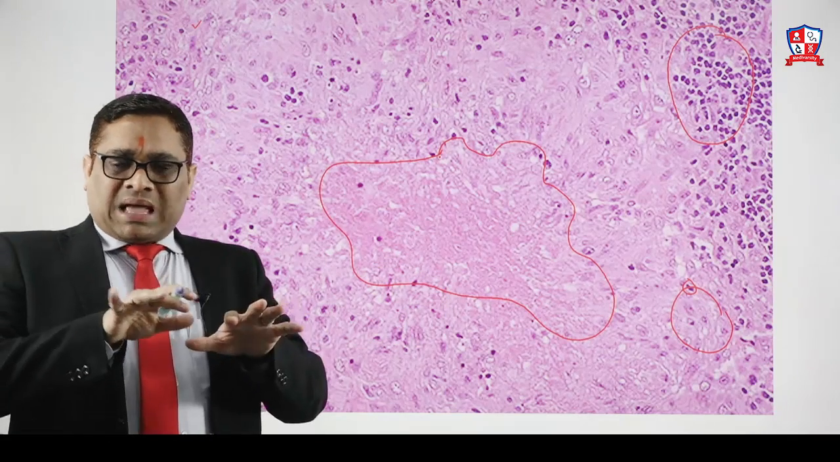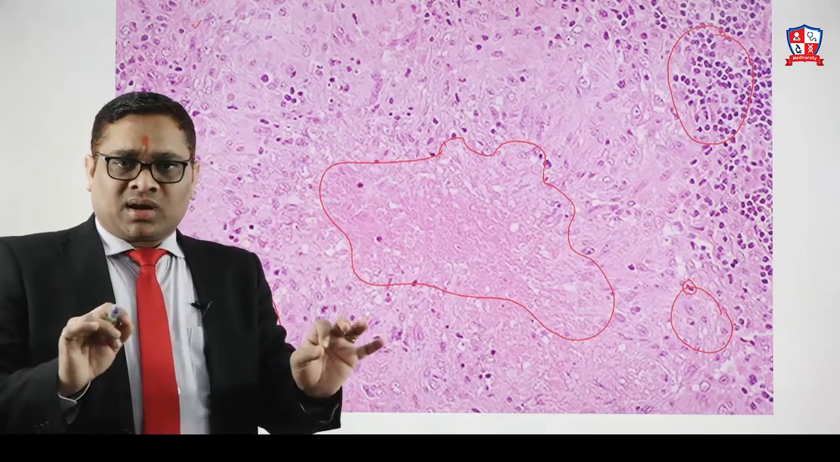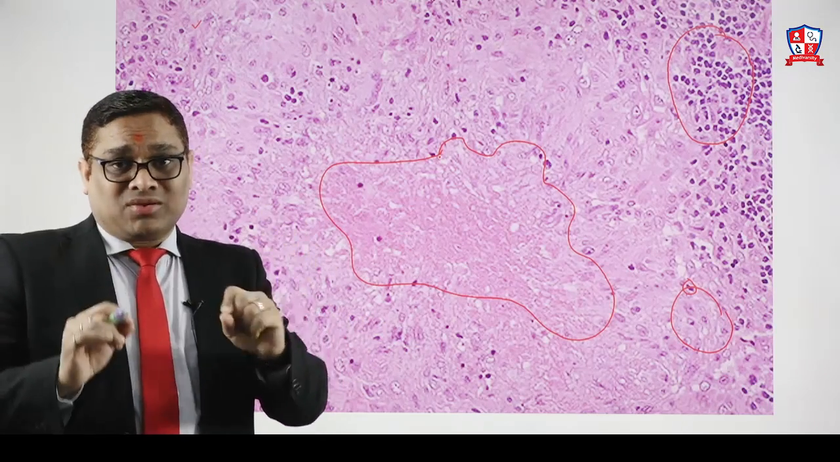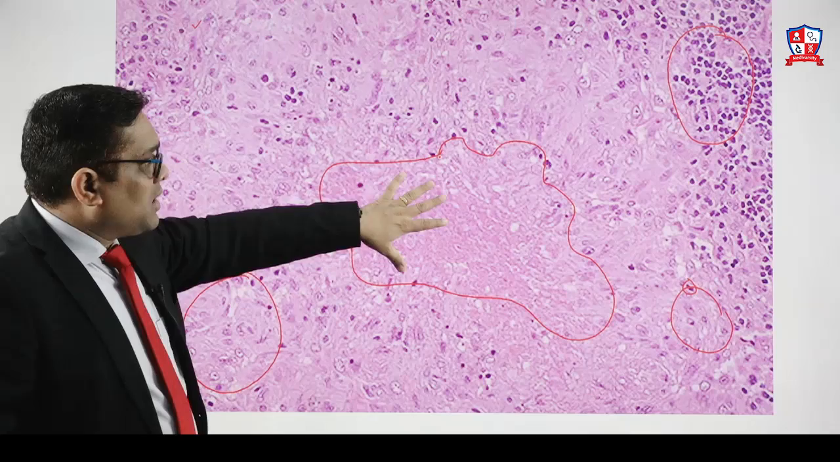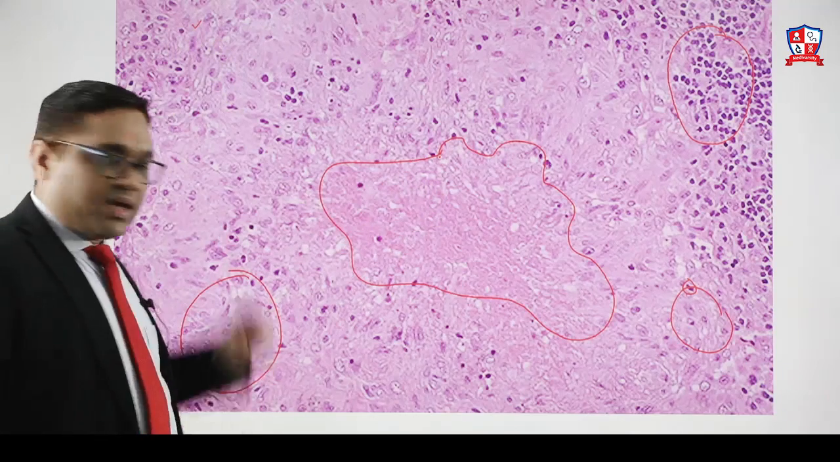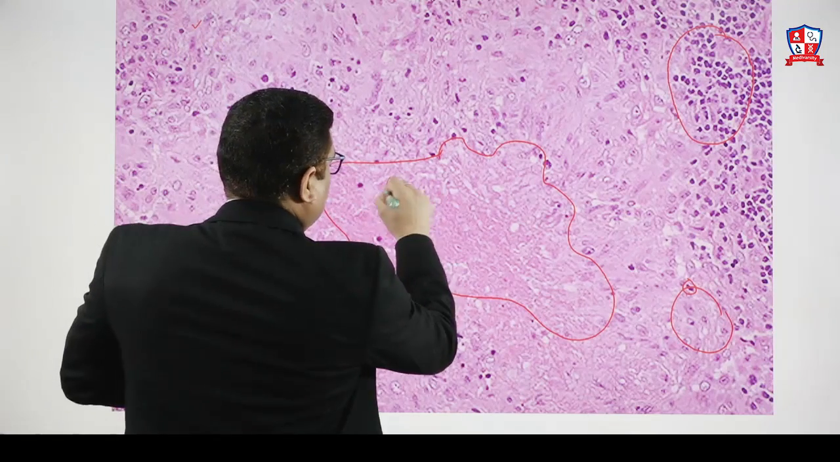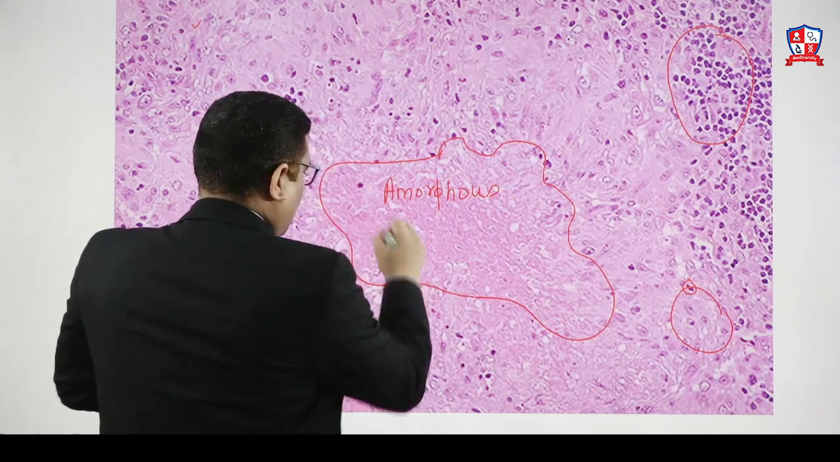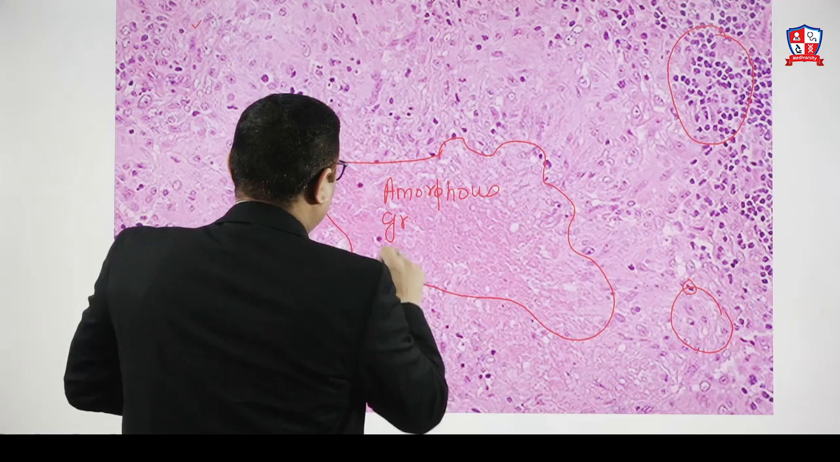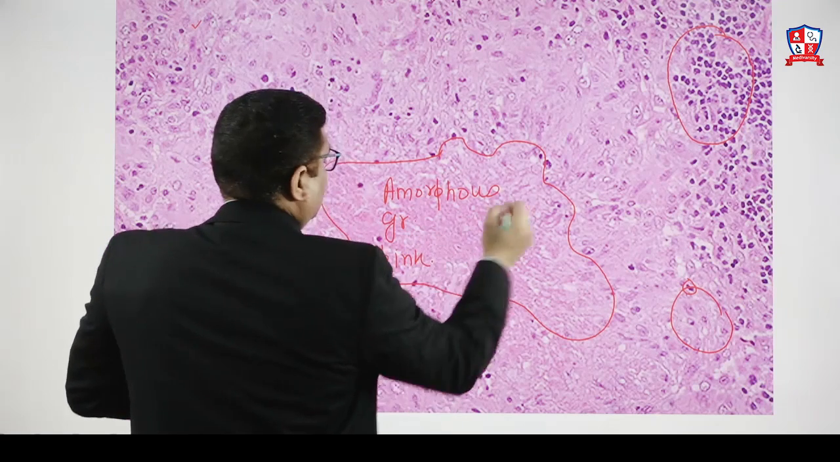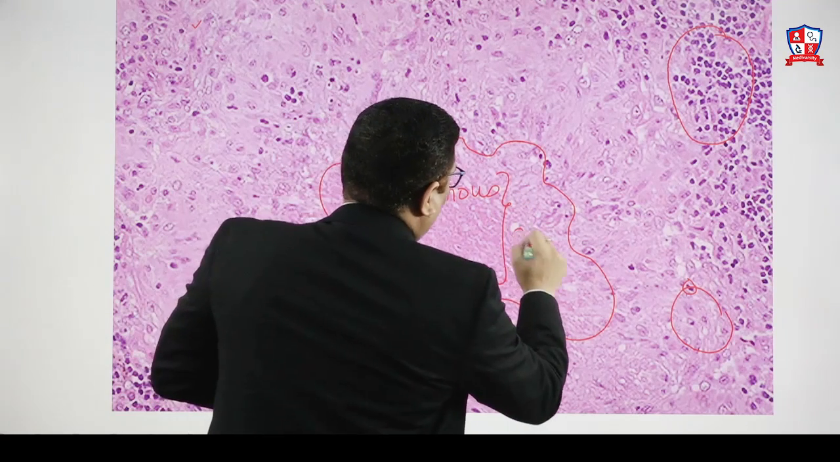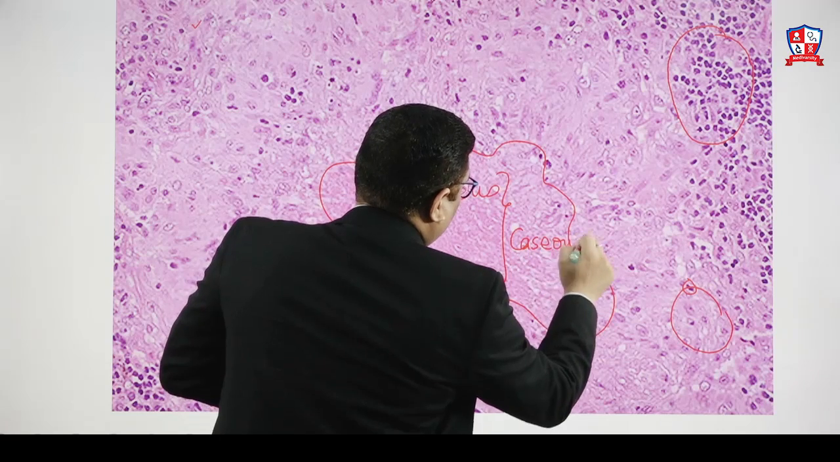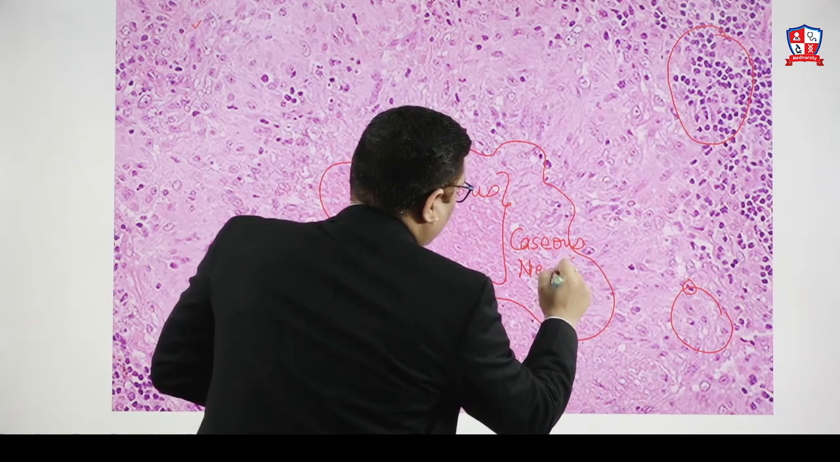They are amorphous, granular, and more pink. You can see they are more brightly pink in comparison to the surrounding area. So this is what we describe as an amorphous, granular, pink appearance, and this amorphous, granular, pink appearance is called caseous necrosis, right? This is called caseous necrosis.